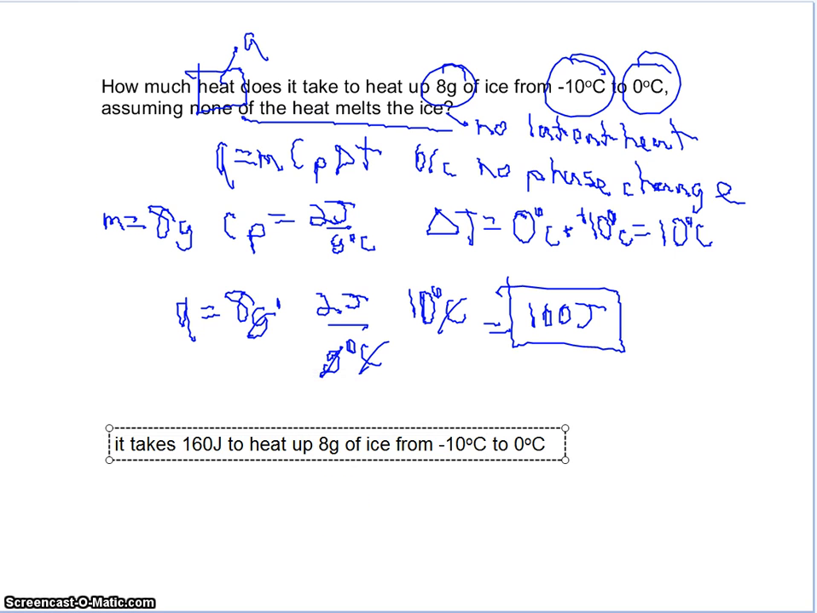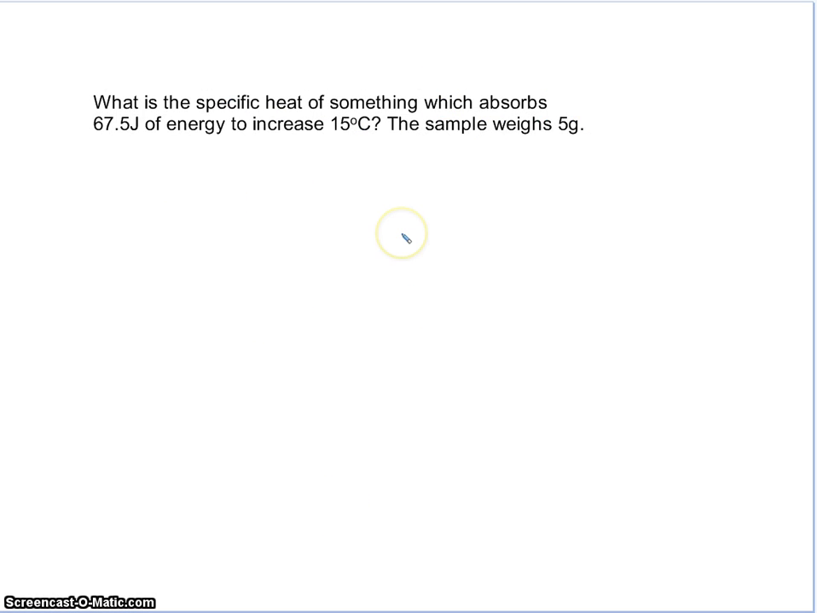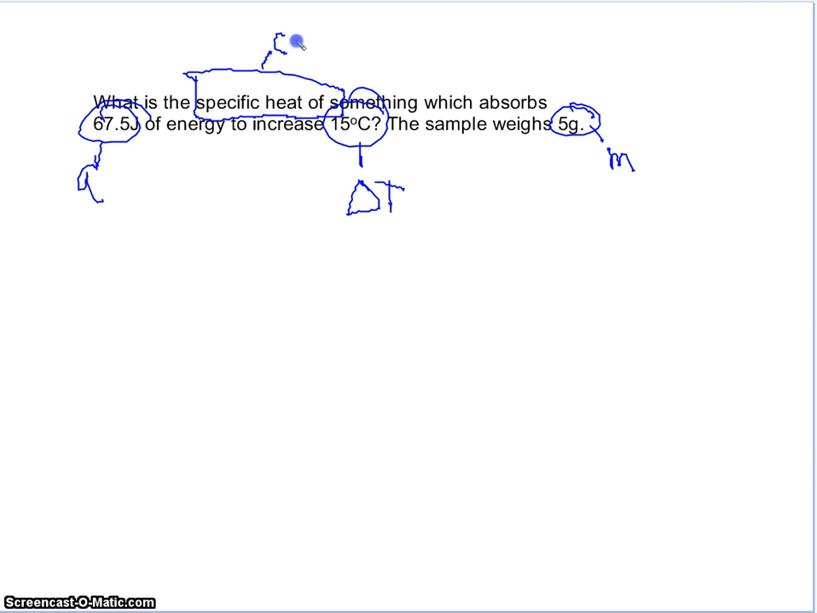Ta-da! Okay, number 2. What is the specific heat of something which absorbs 67.5 joules of energy to increase 15 degrees C? The sample weighs 5 grams. So there we go. That's Q. Increase 15. So that is the change. That's not a final or initial. That's just a change. And the sample weighs 5 grams. That's an M. And what is the specific heat? So we're looking for Cp.